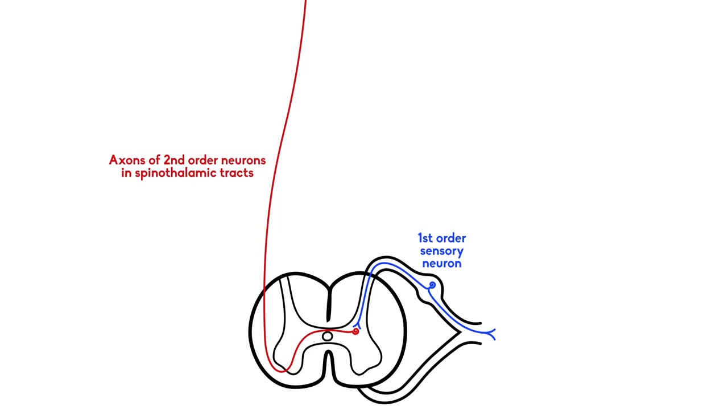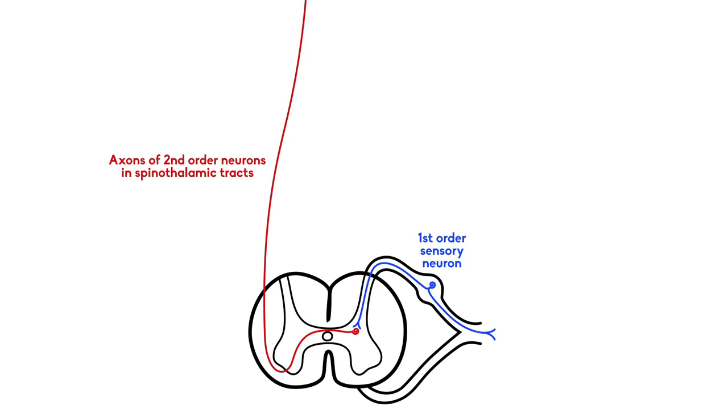Now look how much blue you have and look how much red you have. Do you have a little blue or a lot of blue? A little blue. You know what that means? That means that these fibers come in and they decussate almost immediately. They decussate right away. That's why you see very little blue and a lot of red. They decussate immediately at your anterior white commissure.